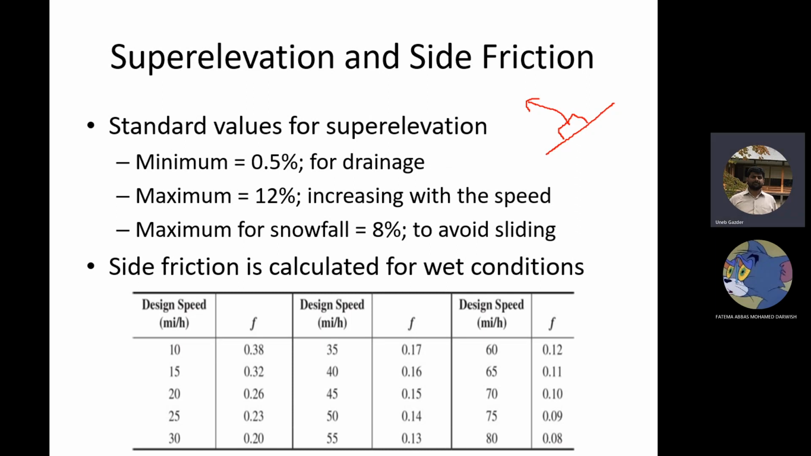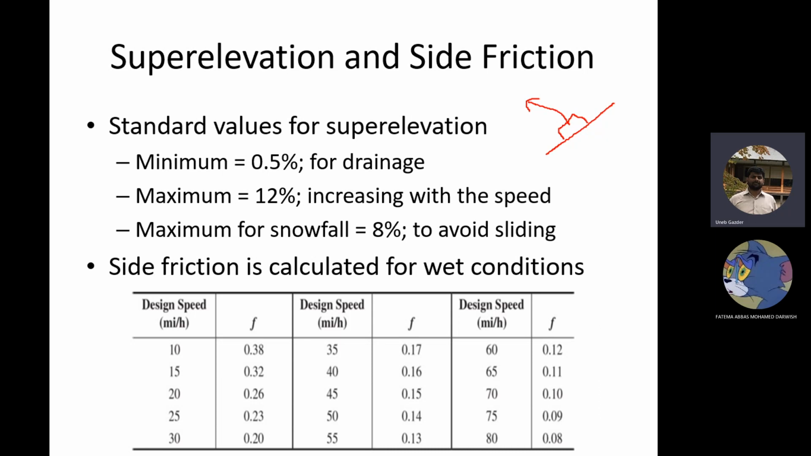So the slope is pushing the car towards the curve. At high speed, the car needs more push to go towards the curve. Otherwise, what is the initial movement of the car? To go straight, right? So you are providing a superelevation, and the car is pushed towards the curve. So when the car is at high speed, it needs more resistance to go towards the curve. So the range is from 0.5% up to 12%, and the trend is for higher speed, I should be providing higher superelevation.